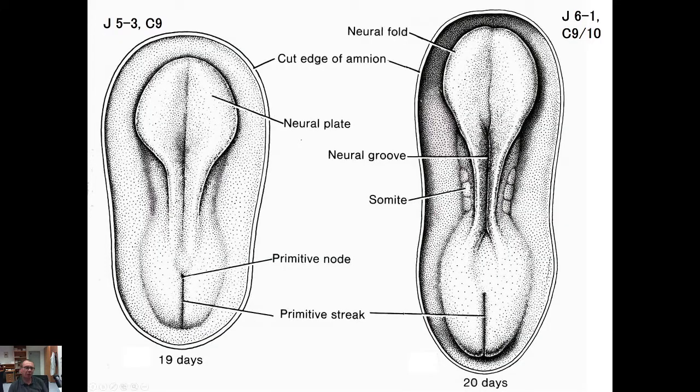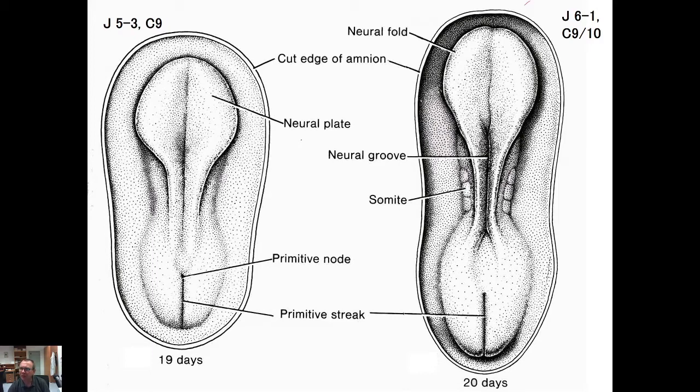Okay, the shape of the whole disc is changing during the third week more and more. It becomes longer and longer, and not only flat. At the beginning it's quite flat, but now at the second half of the third week, some structures are protruding into the amniotic cavity, and the main of them are the neural folds.